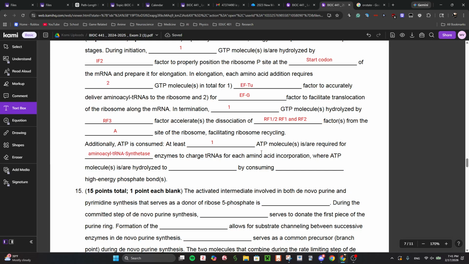Enzymes charge tRNA to each amino acid, where ATP is hydrolyzed to... I got this part wrong. Actually, I remember this. It's hydrolyzed to AMP, if I'm not mistaken. Yeah, it's hydrolyzed to AMP by consuming two phosphate bonds. The pyrophosphate is one of them, and then it cleaves the original one, right? So it cleaves the original bond, and then it cleaves the pyrophosphate bond. I didn't get full points on this question because of this part. But yeah, so AMP, two high-energy bonds. Okay.